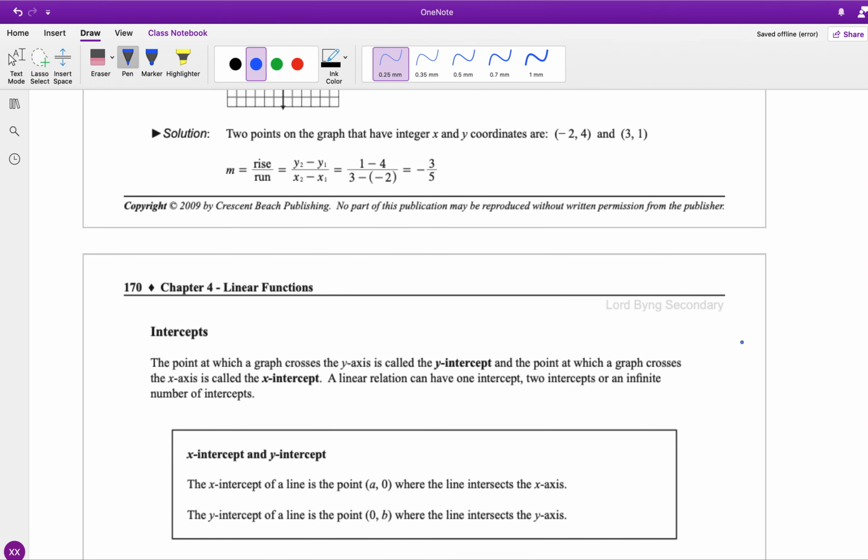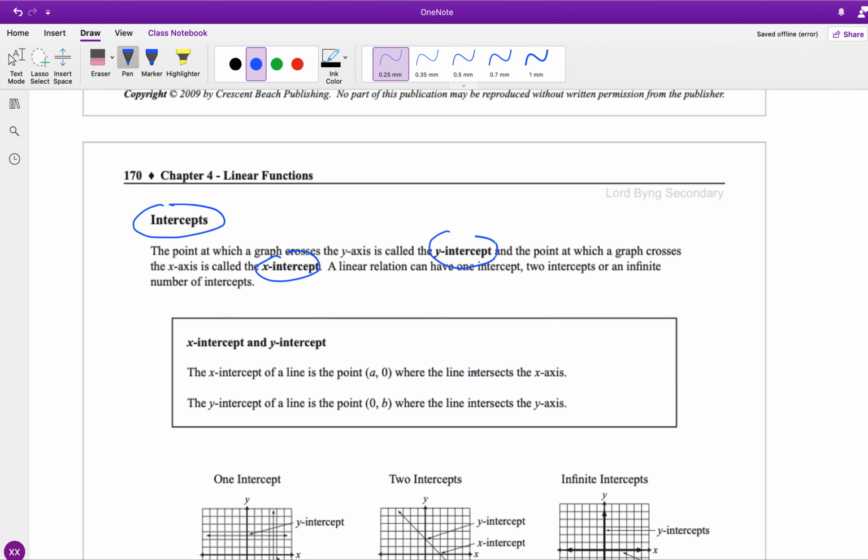All right, so basically now we're talking about intercepts. We just talked about the y-intercept, right? But we have y-intercept, and of course we have x-intercept. So what is y-intercept? Y-intercept means x equals 0. All right, now what is x-intercept? X-intercept means y equals 0.